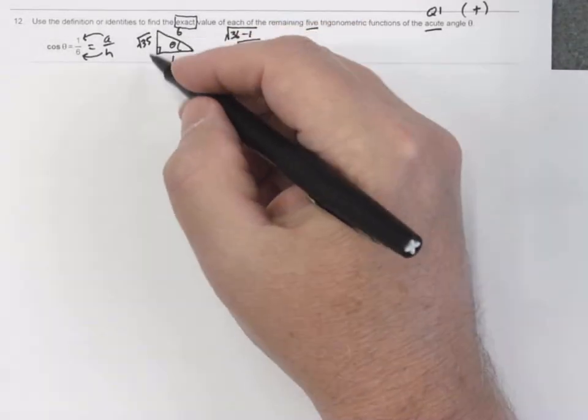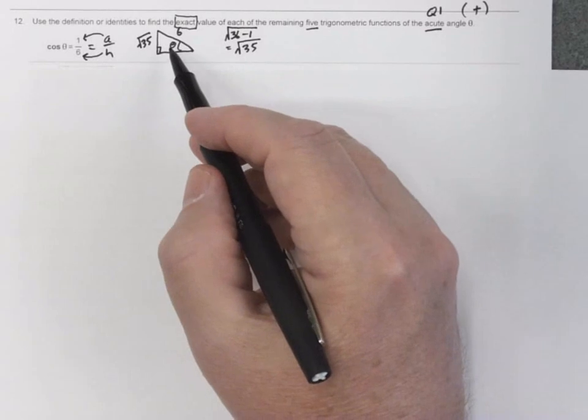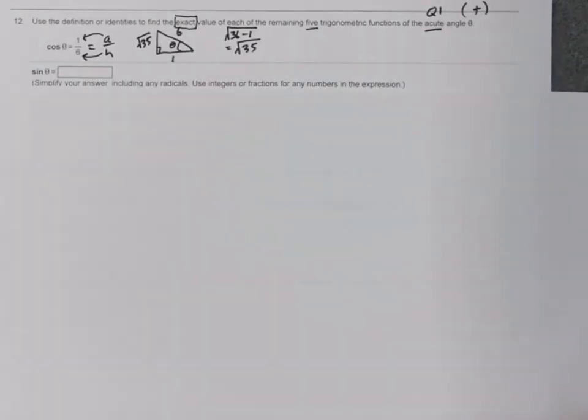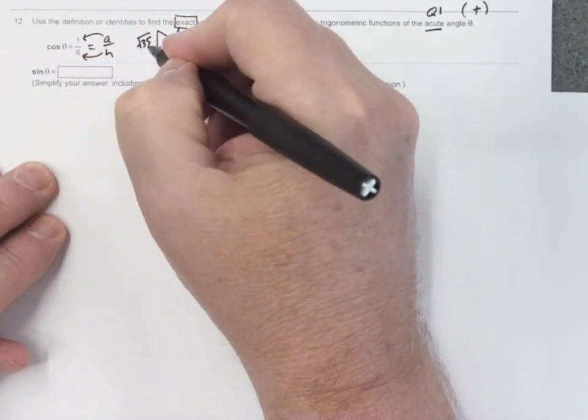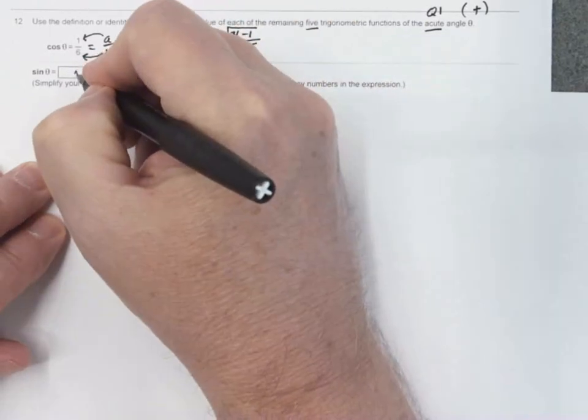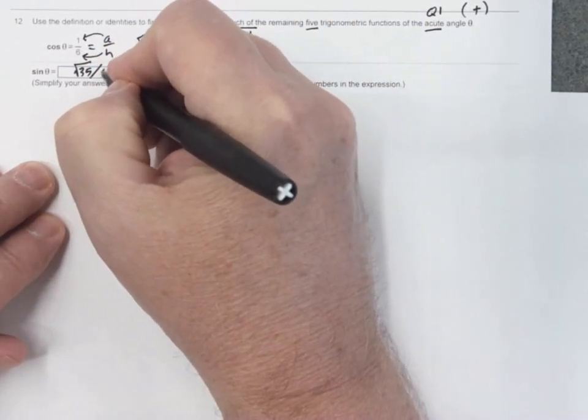So now I've got a right triangle. I know the 3 sides. I can now go get all the trig functions of this angle theta. The first thing they ask for is sine. Sine, so SOH, opposite, square root of 35 over hypotenuse, square root of 35 over 6.